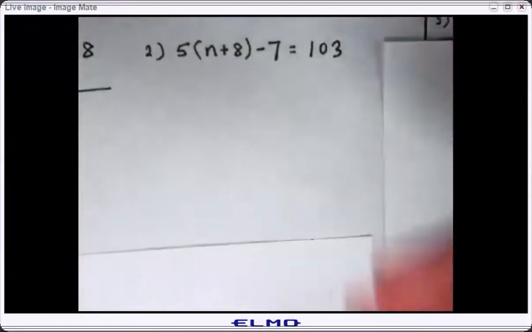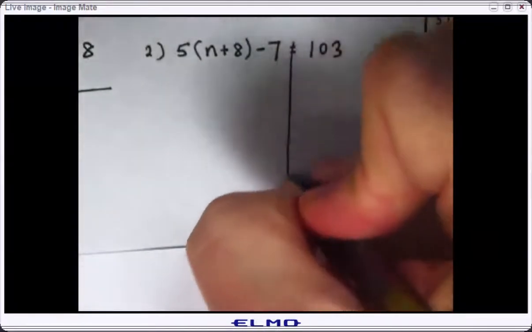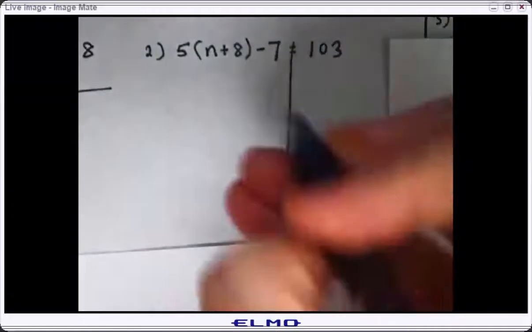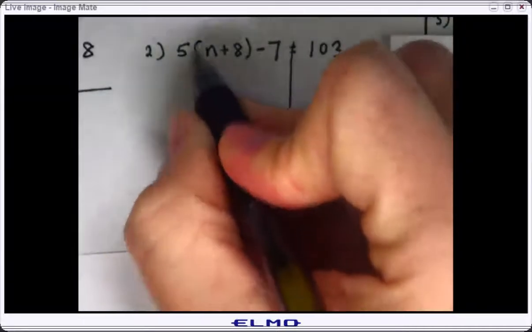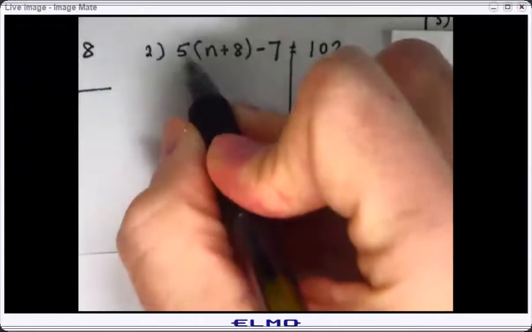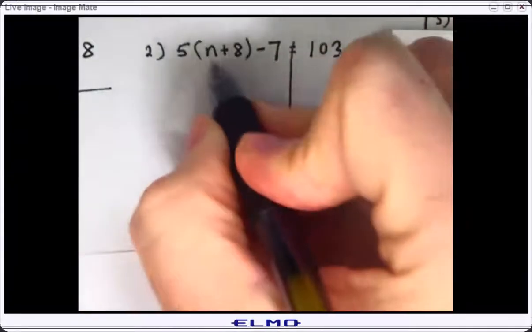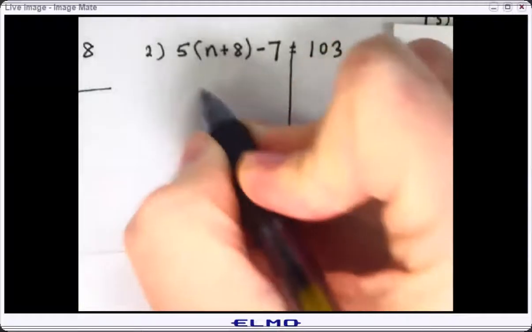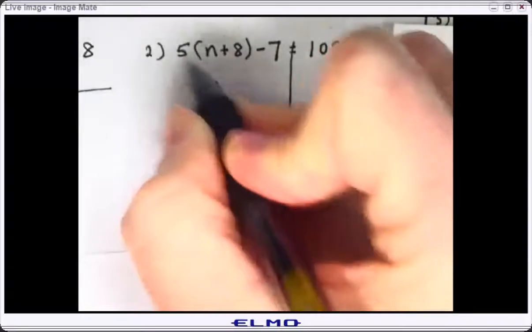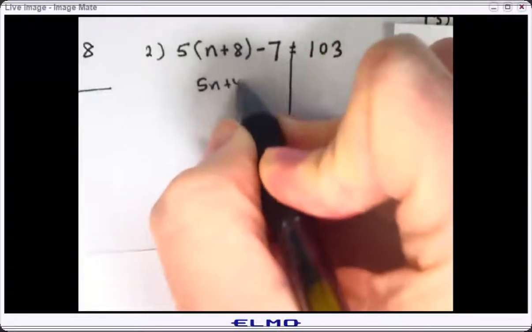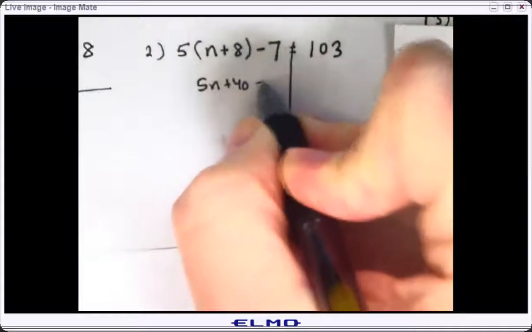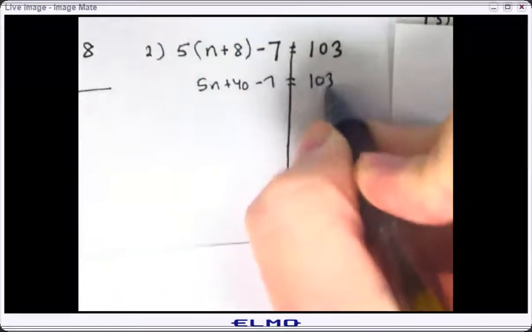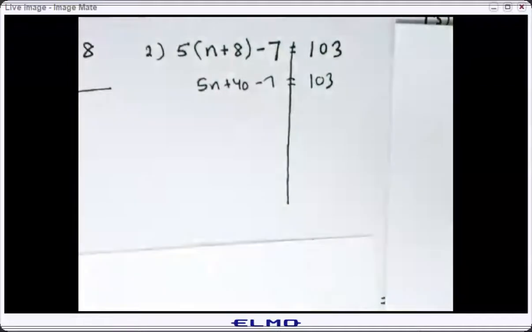All right, on this one. And sometimes people like to separate their equations, sometimes they don't. I'll try to mix it up to show you both ways. Here, the left side is not in simplest form. I have parentheses, I have distributive property. Can't do anything inside parentheses, but I can distribute this 5. 5 times n is 5n. 5 times 8 is positive 40. Bring down the minus 7, bring down the equal sign. And on the right side, it's already in simplest form, so I'll bring down the 103.